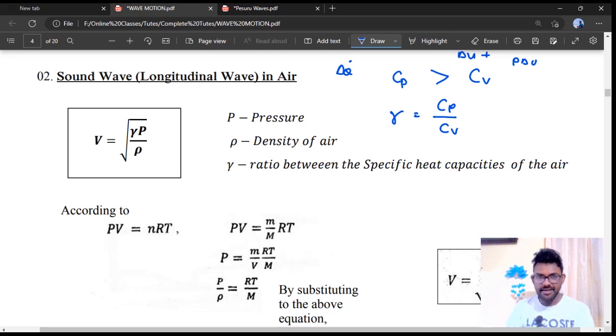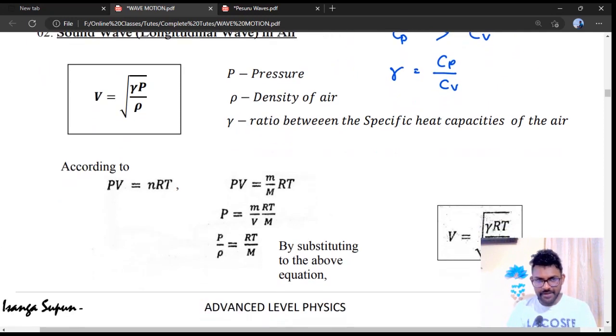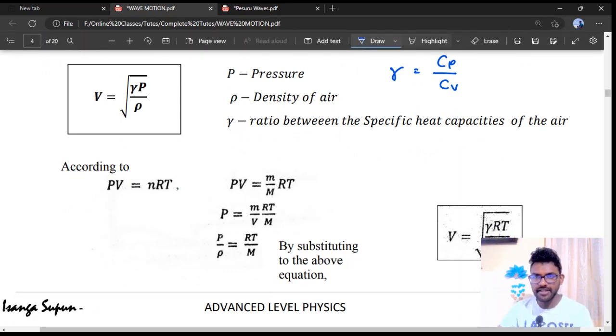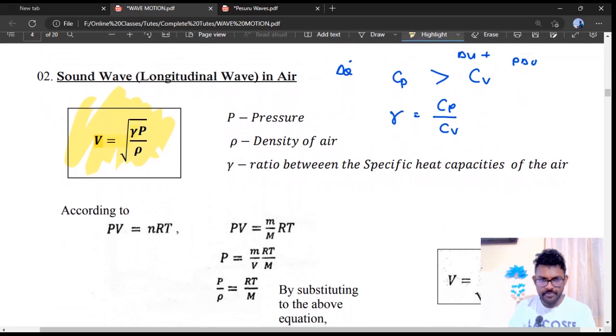Since we have done the heat, now it's a cashew, you can understand it very easily. Cp over Cv. Then remember this. Should we need to remember? Yes, definitely you should remember how we can find the velocity of sound, or basically the longitudinal wave, in air.